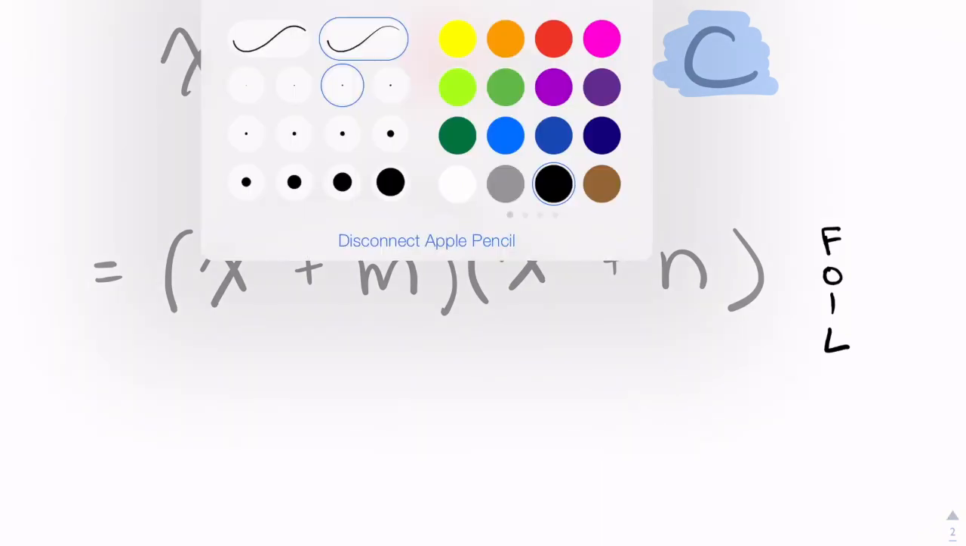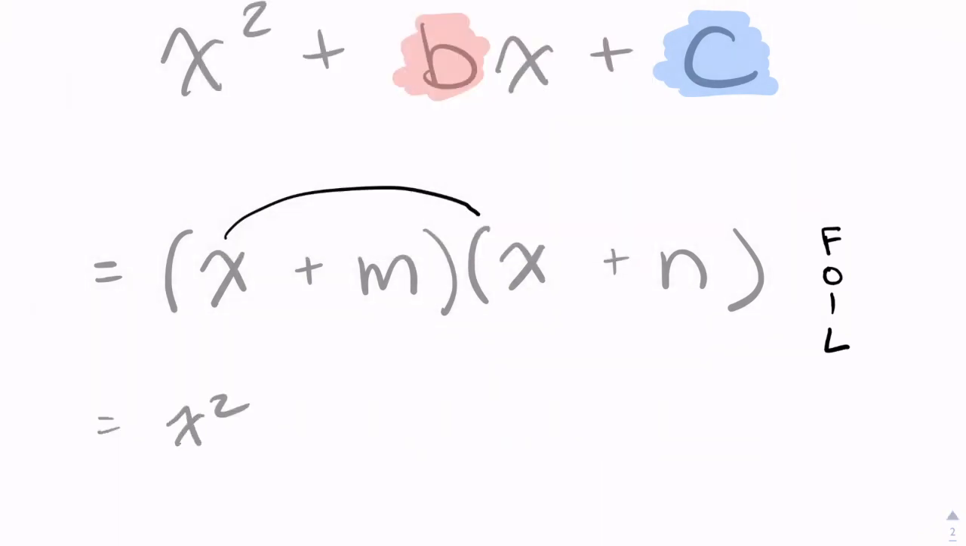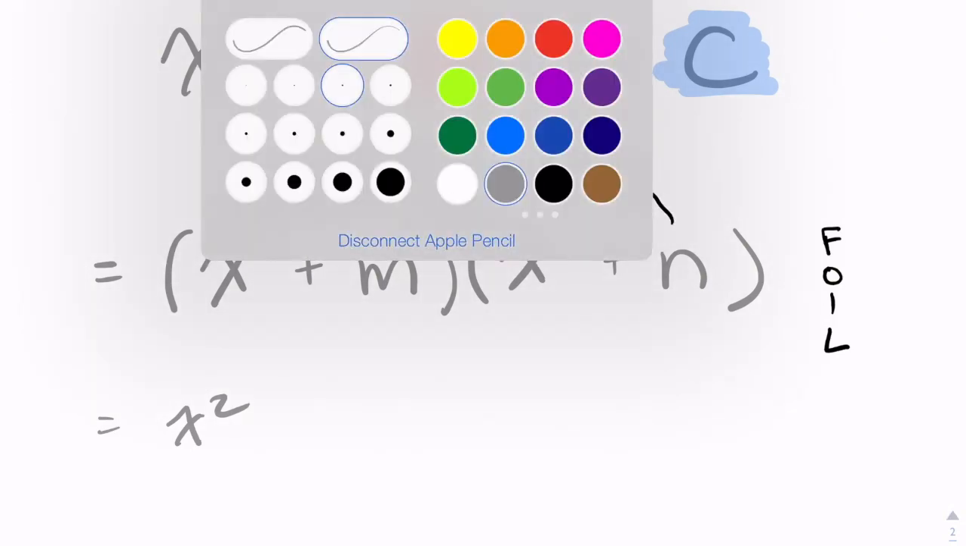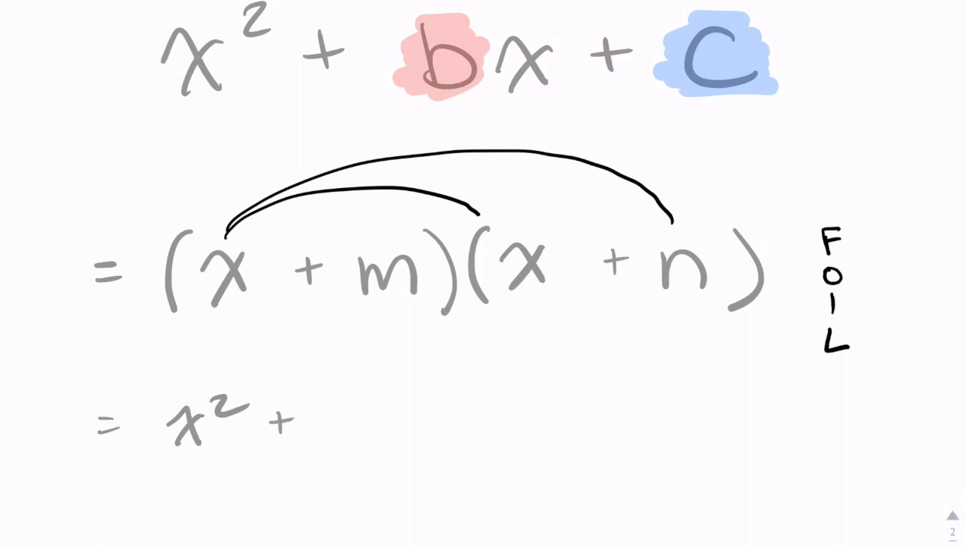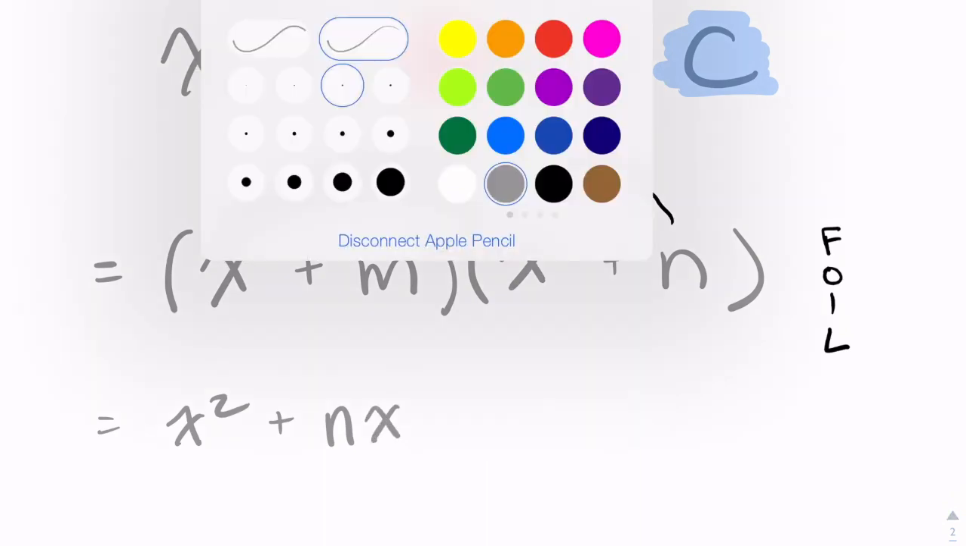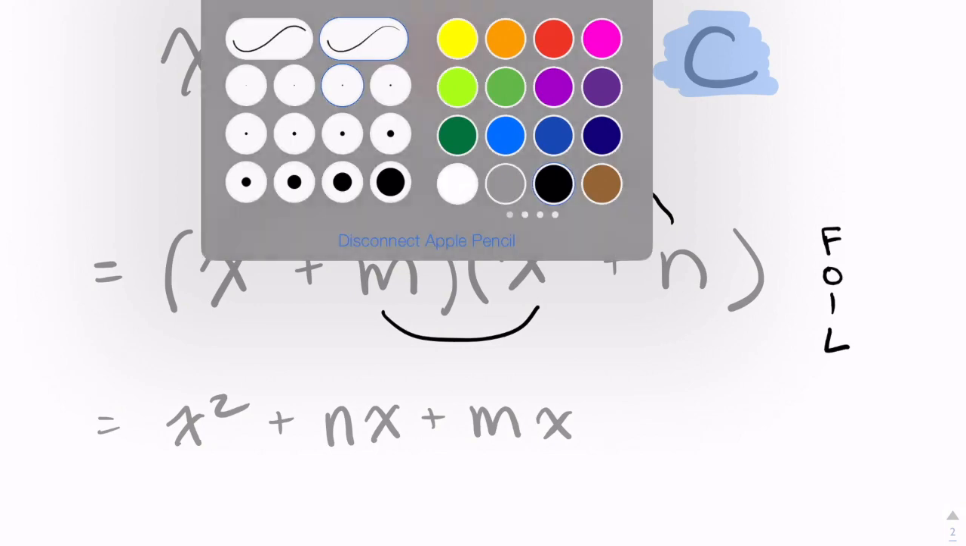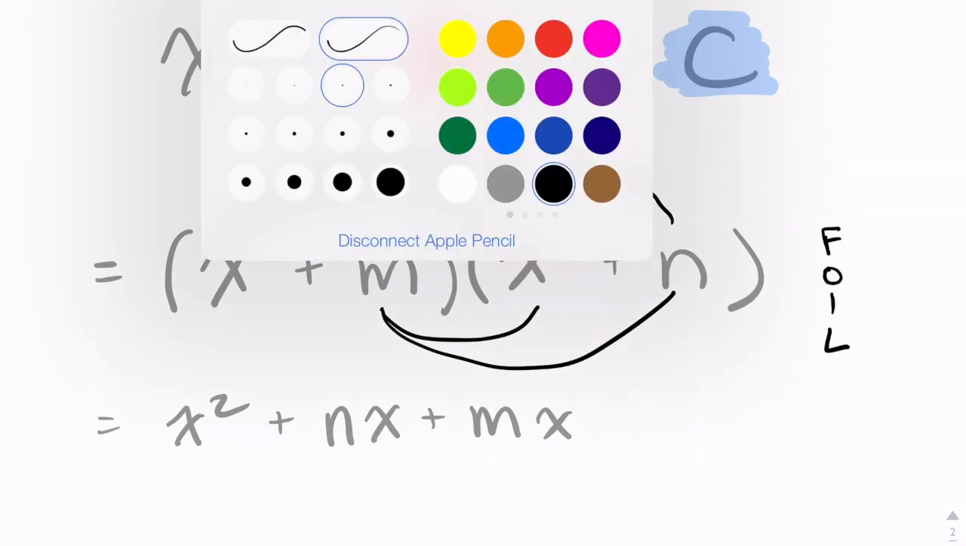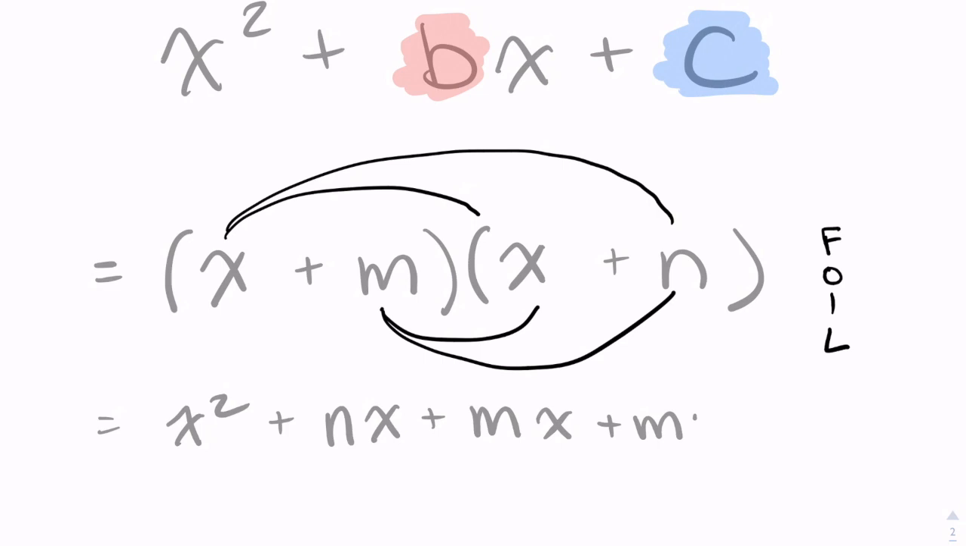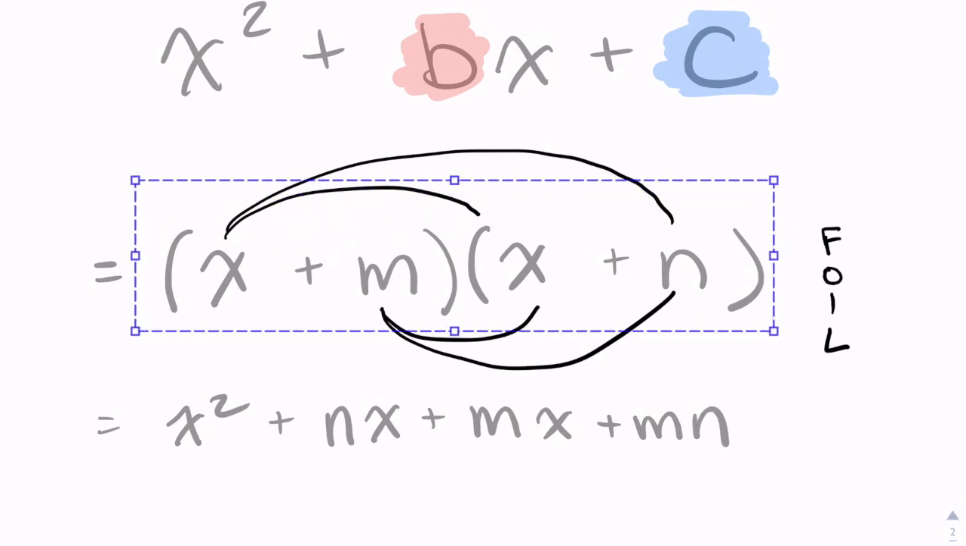First, we have x squared. And then outside, we have x times n. Now, I like to write my letters in alphabetical order, so we'll do n times x. And then we have m times x. And then finally, we have m times n. Okay, so we FOILed out our factors.